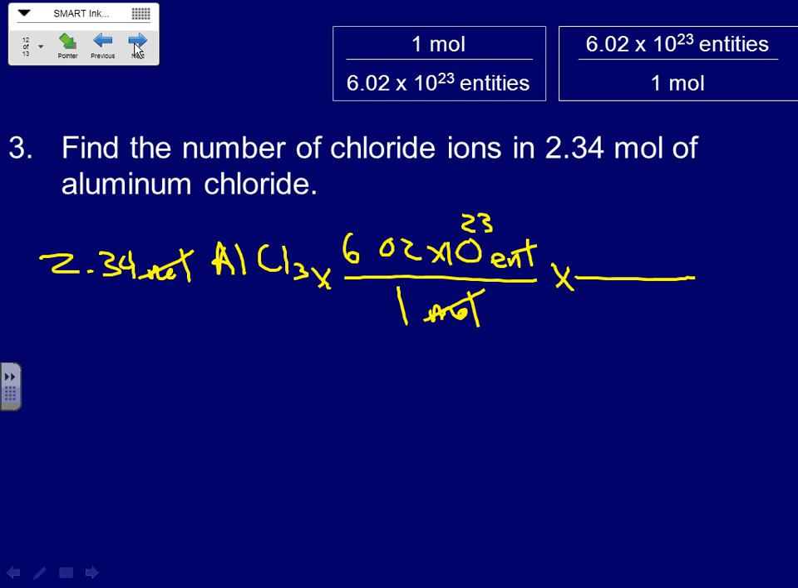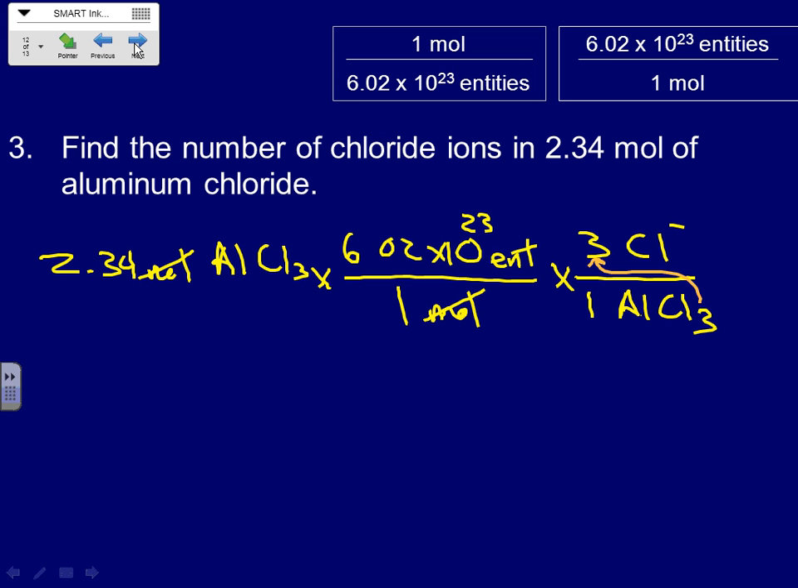Eric, what would you like to do? I have 3 chlorides for 1 aluminum, that's true. But I have 3 chlorides for each aluminum chloride, right? So I've got to get rid of aluminum chloride. So where am I going to put it? I'm going to put it on the bottom. So I'm going to make a true statement about chlorides and aluminum chloride. For every 1 aluminum chloride, how many chlorides are in that? Eric? 3. So I'm going to put 3 chlorides. Now that's a true statement. Where did I get it from? This 3 right here became that 3 right there.